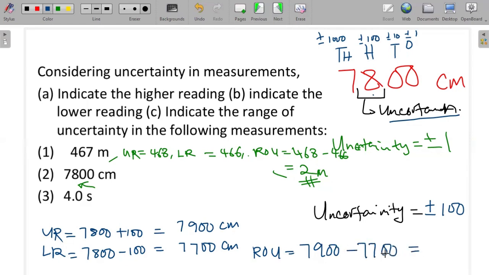So this one will give me what? The 7,000 will go. 900 minus 700 is 200 centimeters. That would be the uncertainty range there. Any questions there?